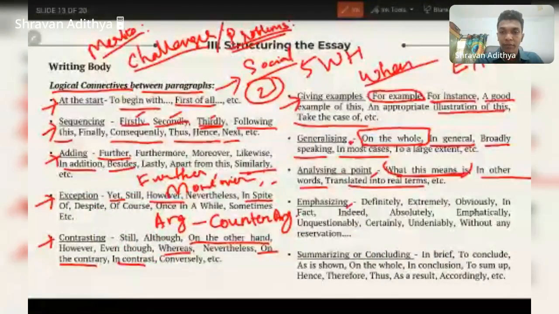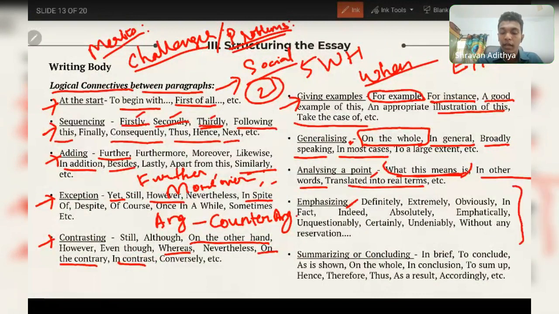And then if you want to emphasize, you can use these words. And for summarizing and concluding, you can use words like to conclude, or to sum up, or as a result, or on the whole, again in conclusion. So these kind of words could be used.